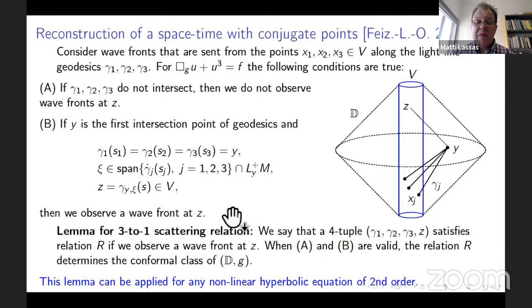this relation R can be defined just by using geometrical terms, and we have to analyze the singularities in certain relatively simple cases. If those are valid, then we can apply this lemma to reconstruct the conformal structure of the metric. So this 3-to-1 scattering relation that is shown in this picture can be applied hopefully in the future to many different types of nonlinear hyperbolic equations of second order.